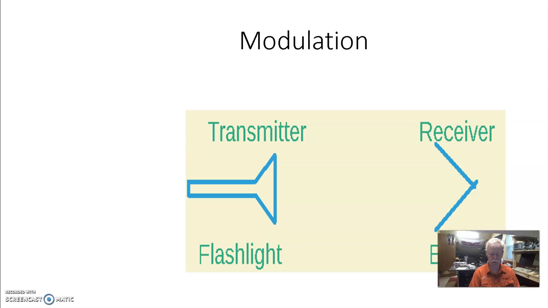So the first thing we need is a transmitter and a receiver. And today we're going to simulate our transmitter with a flashlight. Actually, a flashlight is a real transmitter. It emits electromagnetic radiation, and our receiver today is an eye, because it responds to the radiated energy emanating from the satellite. So let's show you.